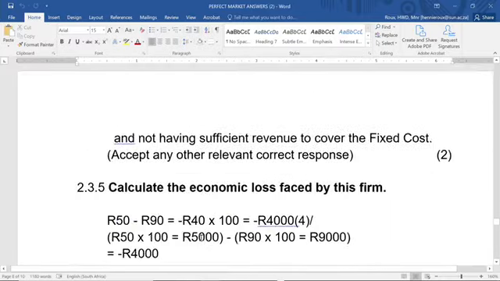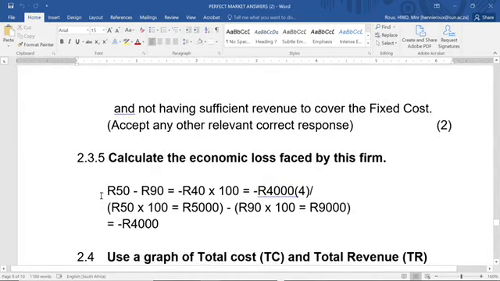Just have a look at that answer quickly. You see there, 50 minus 90, negative 40, times 100, negative 4,000. And that will be worth 4 marks. Or alternatively, you can say 50 times 100 is 5,000, minus your 90 times 100 is 9,000. You're still going to come up with an answer of minus 4,000.